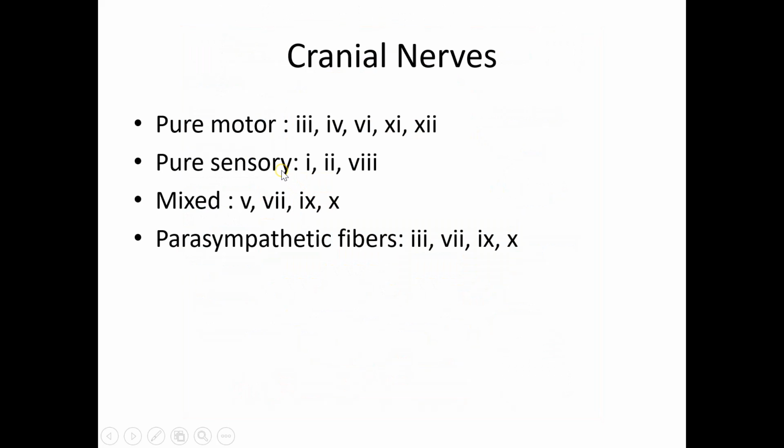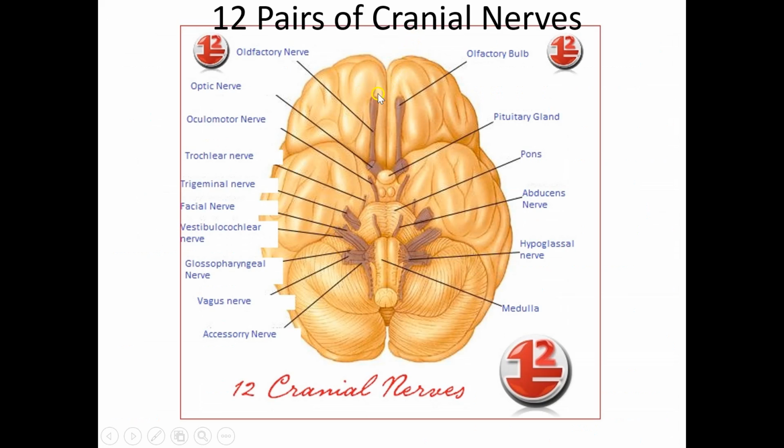What are the pure sensory nerves? First, olfactory nerve, optic nerve, and vestibulocochlear eighth nerve. So olfactory nerve, this optic nerve, and this vestibulocochlear nerve here. These are pure sensory nerves.